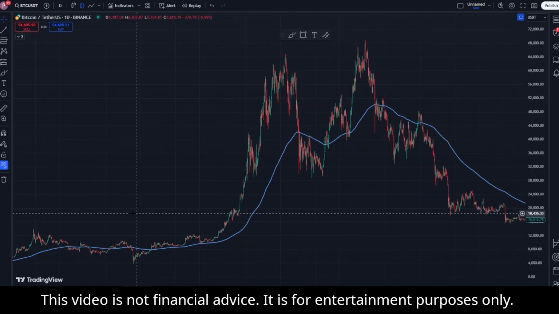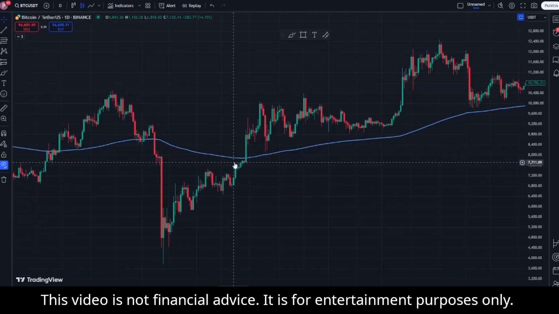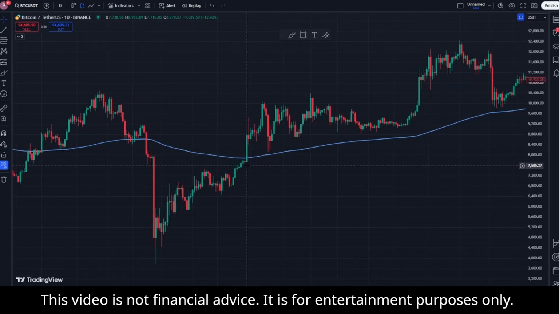We, for example, enter when the candlestick closes above the blue line. So, for example, here on April 29, 2020, we would have entered at about that price, as you can see here, 8,700. So when the daily candlestick closes above the line, we enter long.